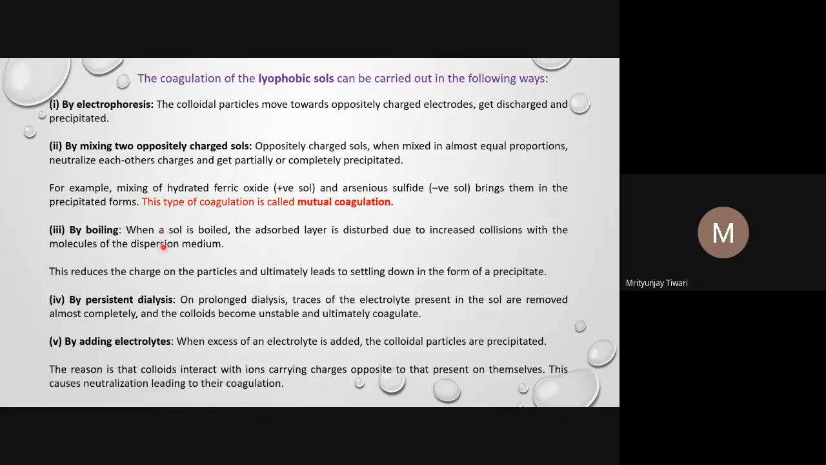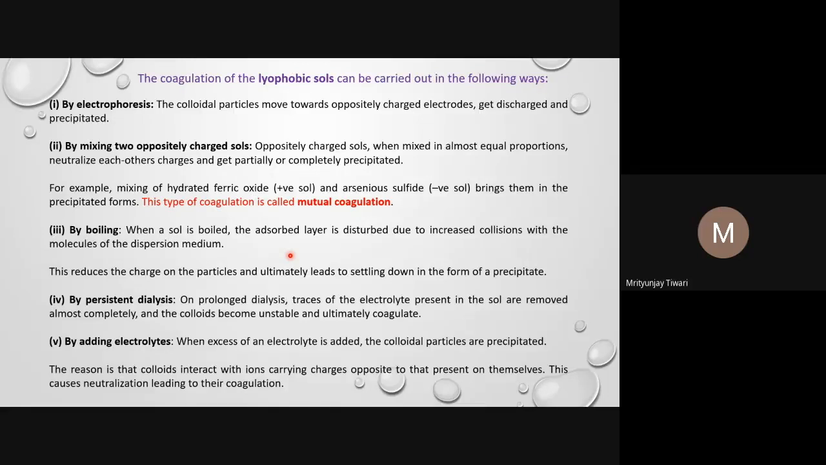The third method of coagulating lyophobic sols is by boiling. When a sol is boiled, the adsorbed layer is disturbed due to increased collision with the molecules of the dispersion medium. So the adsorbed charge layer is disturbed due to the collision with the molecules of the dispersion medium.